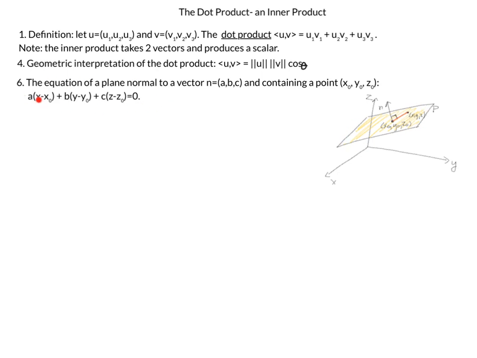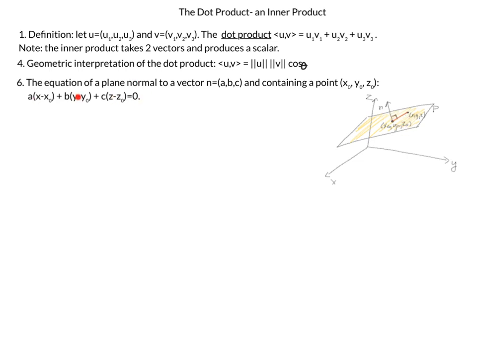So in other words, any point x, y, z on the plane will satisfy this equation. That is a, from our normal vector, times x minus x naught, where x naught is a point on the plane, plus b from our normal vector times y minus y naught, plus c, again from the normal vector, times z minus z naught. That's the point given on the plane.